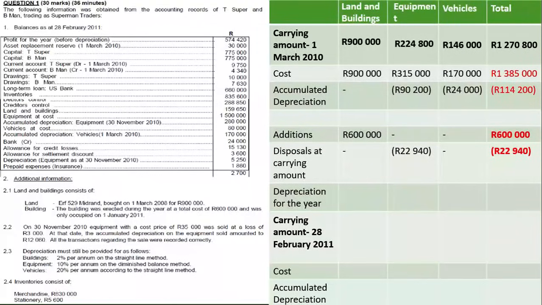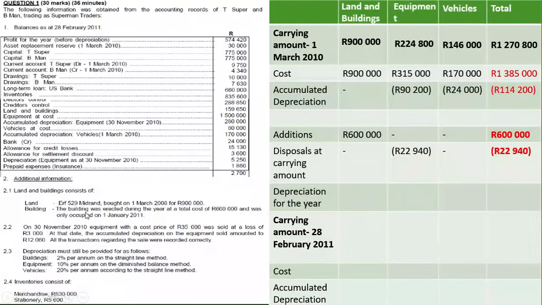Now let's move on to depreciation for the year. Remember, first we calculated the accumulated depreciation at the beginning of this period, and now we are doing depreciation for this current period. Now, how do we do the depreciation? Let's look at depreciation for land and buildings. Like I mentioned before, land does not depreciate, so we know that one. We're not going to do a calculation on land, but this is land and buildings, and we know that buildings do depreciate. So we have land of 900,000 rand and building of 600,000 rand. So we have to calculate the depreciation on building.